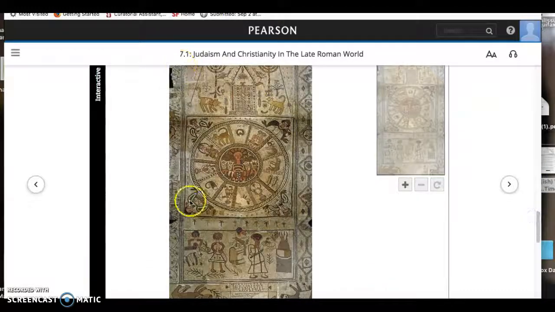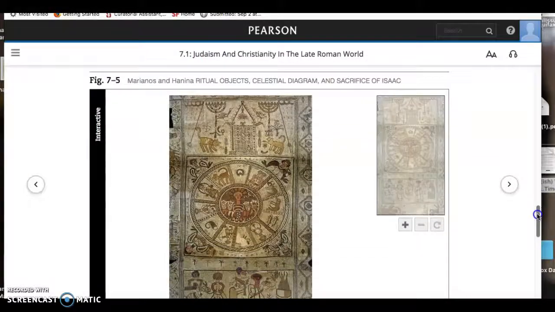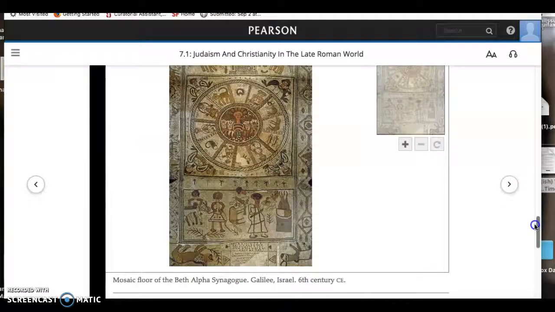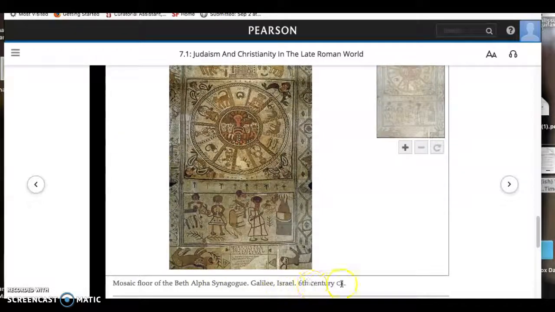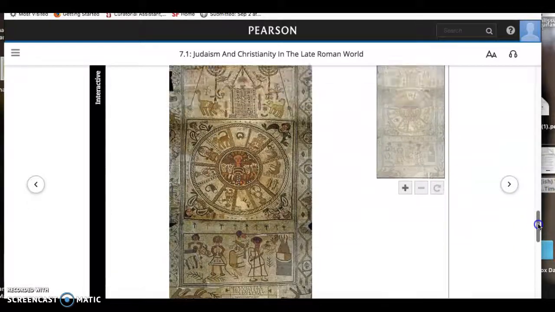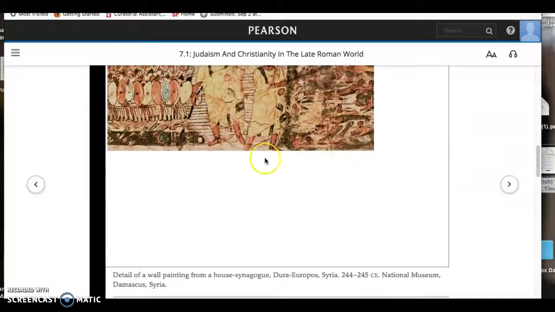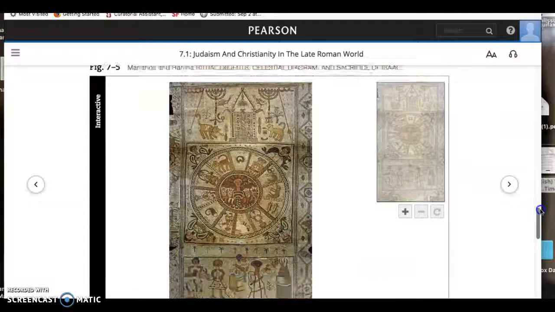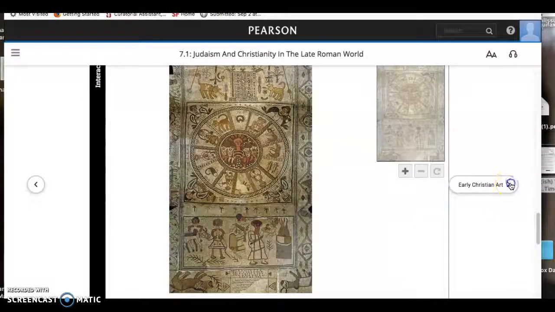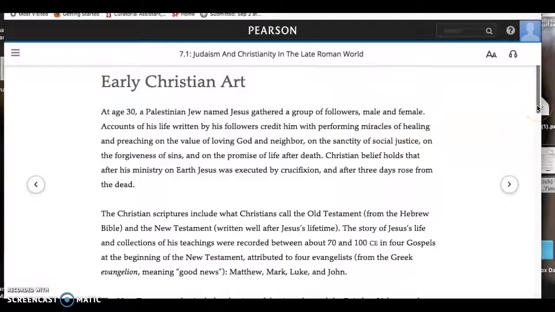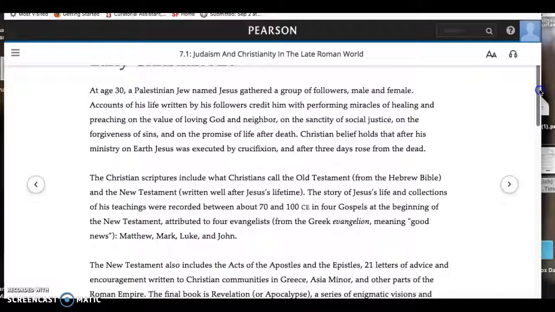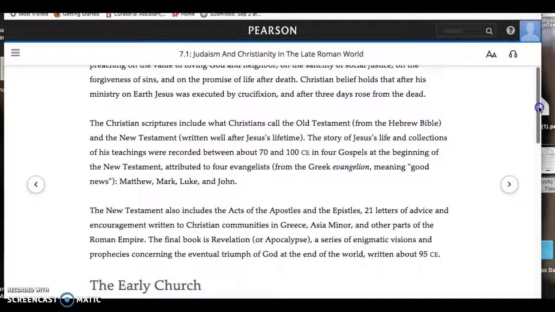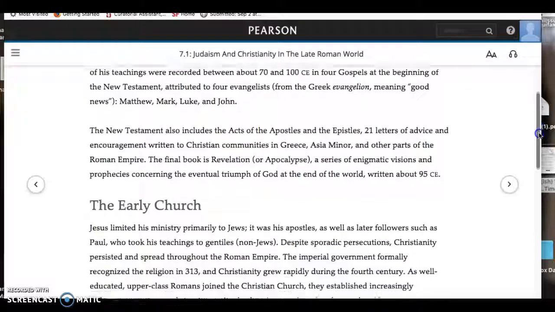And this wonderful artwork, a mosaic that's on the floor of a synagogue. This is actually the 6th century CE, so remember that's the 500s. So you're dealing with artworks that range from about 250 to about 500. And then as you go forward, you will be reading about early Christian art, introduced to you first through a background sketch of Christianity.